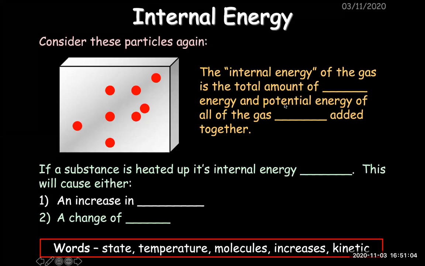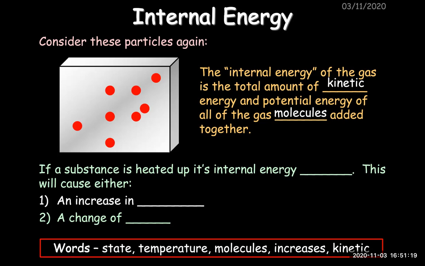So hopefully you've put the internal energy of a gas is the total amount of kinetic energy and potential energy of all the gas molecules added together. If a substance is heated up, its internal energy increases. This will either cause an increase in temperature or a change of state.